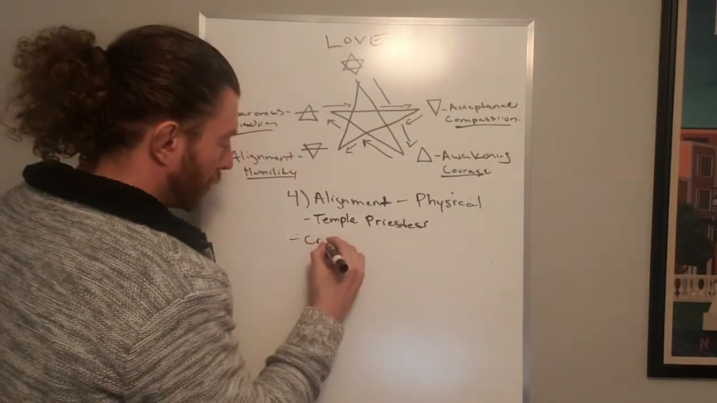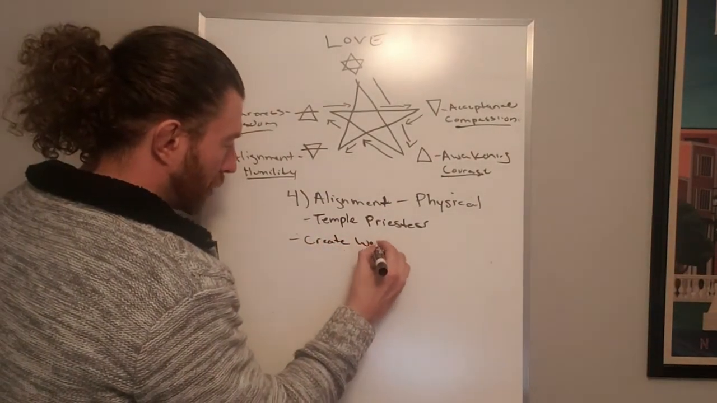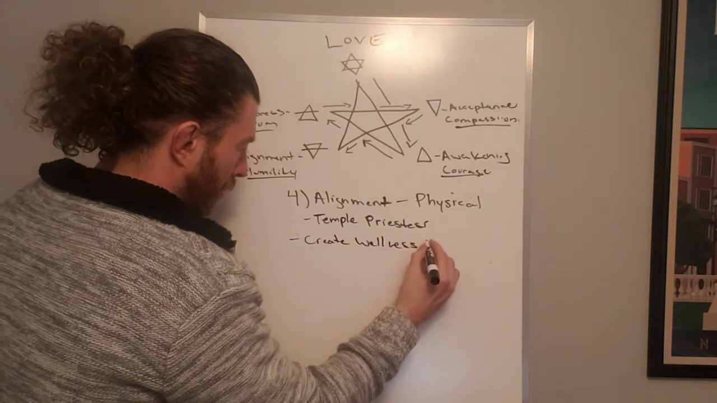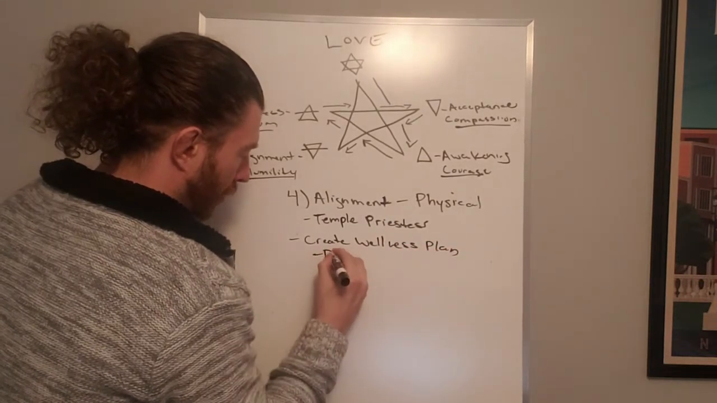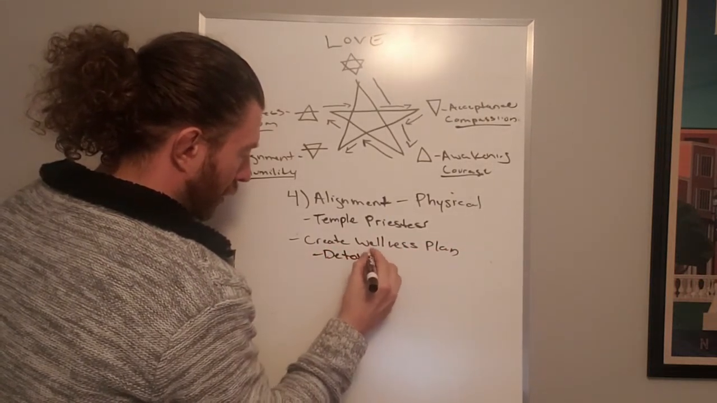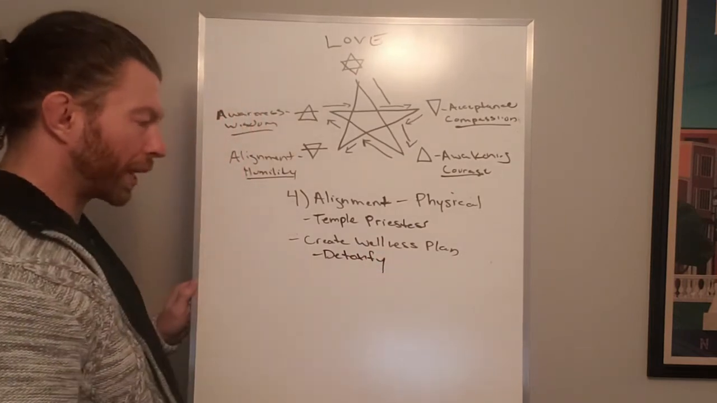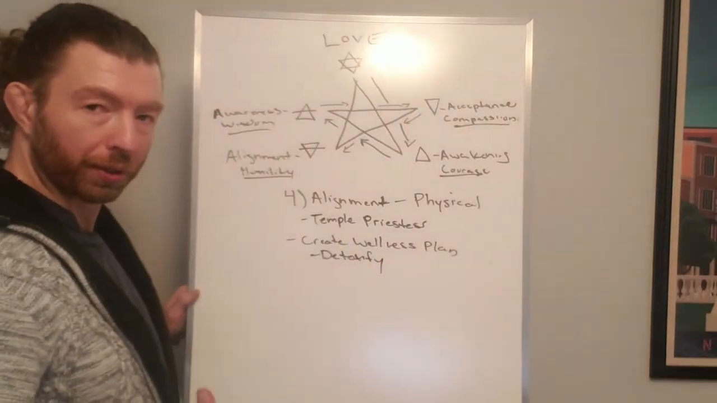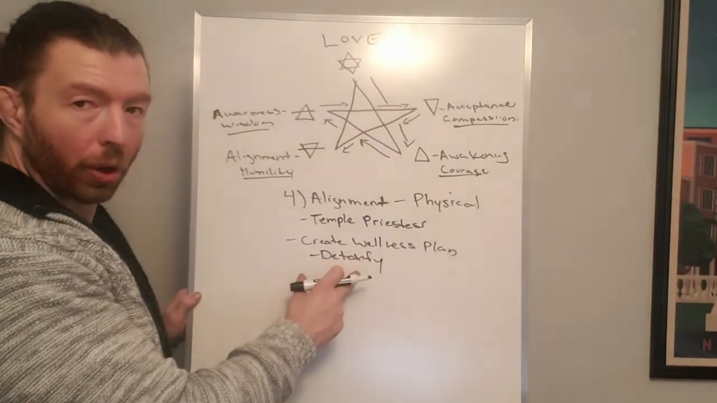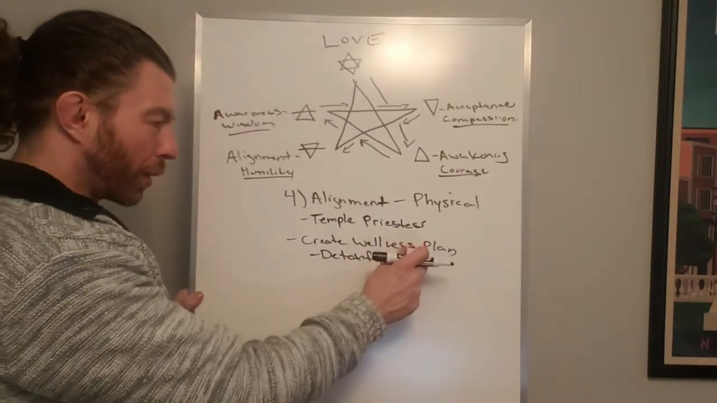So the first thing we got to do, we got to create a wellness plan. We got to clean the body. We got to start detoxifying. If you've been smoking and drinking and filling your body with junk food and fast food, you're not going anywhere until you get past this stage. We got to create a wellness plan. We got to stick to it.